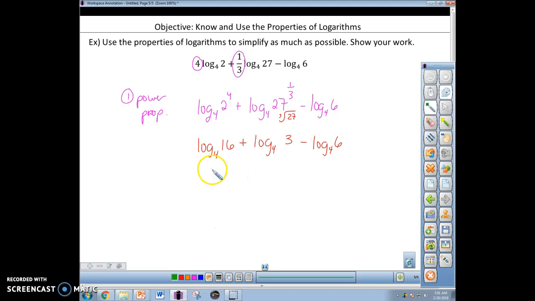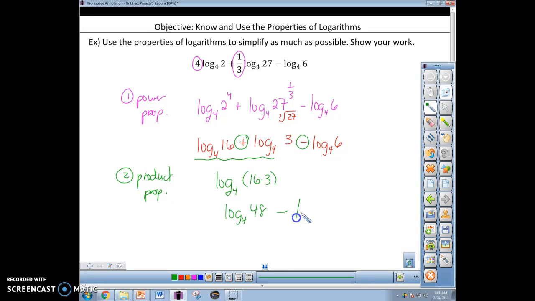Then we're looking at using, again, our product and quotient properties for logarithms. We have this plus, and we have this minus. And remember, we have to do things from left to right, just like we do with multiplication and division in basic math. So that means we have to do this first, the plus, which is our product property. Rewriting this now as log base 4 of the new logarithm with our argument of 16 times 3, which gives us log base 4 of 48. And we still have the minus log base 4 of 6 over here.